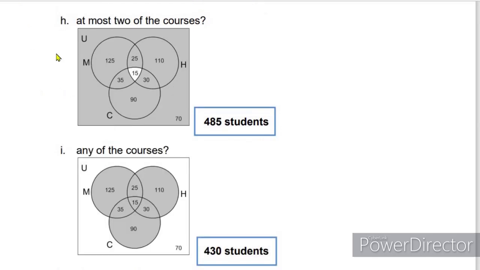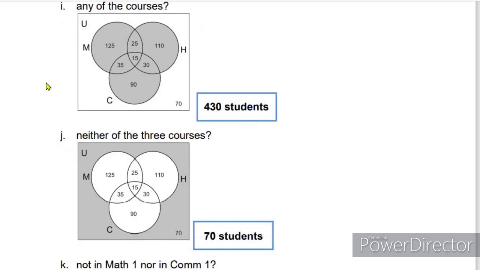Next, letter H, at most 2 of the courses. So we are asked to shade all at most 2 of the courses, meaning up to 2. So those who have only one preference are included, and those who have no preference are also included because we are asked at most 2, meaning 0 to 2. So we don't include 15 because it has 3 preferences. So their sum is 485 students.